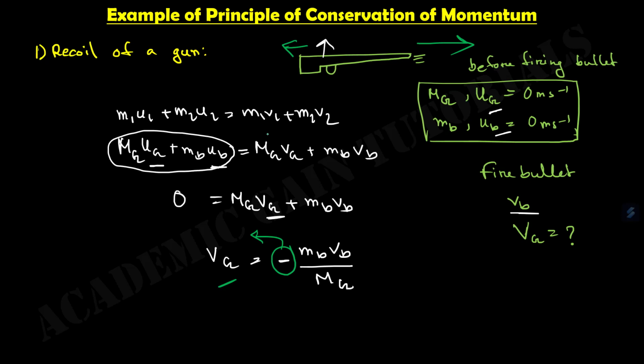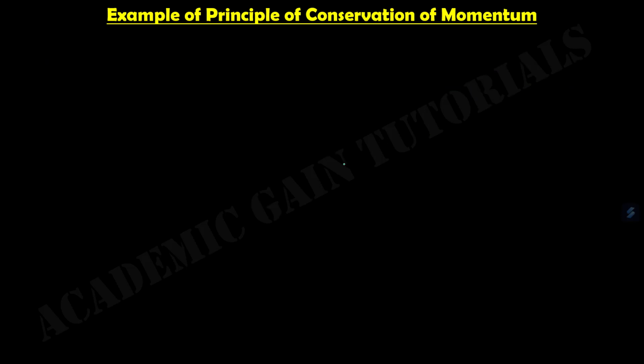That's why when we shoot a bullet from a gun, we have to maintain a connection of this section with our shoulder. So this is an example of conservation of momentum, the recoil of a gun. Then let us take another example of conservation of momentum.